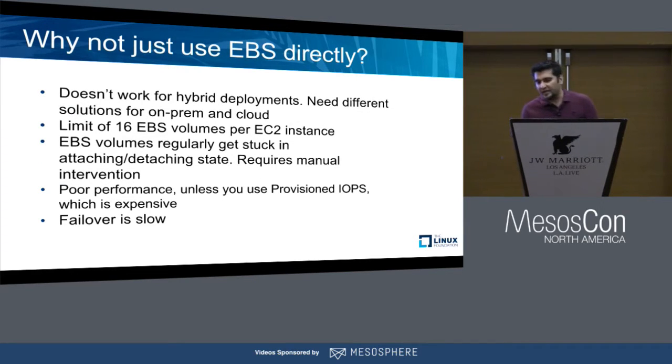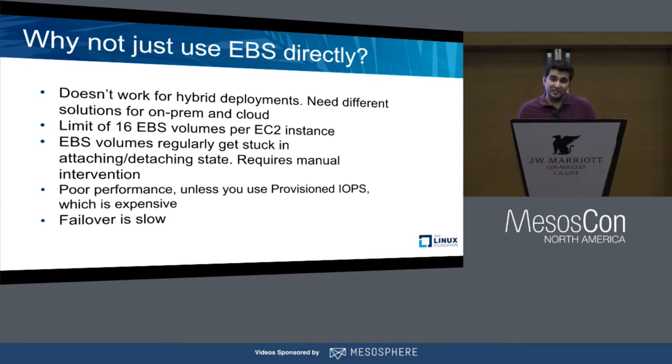So you might wonder, why can't you just use EBS directly, right? EBS doesn't work for hybrid deployments. It's fine if you want to use it in the cloud, but if you have an on-prem deployment, you would need to have different strategies for that. Also, EC2 instances have a limit of 16 EBS volumes per EC2 instance, so you will not be able to deploy a lot of apps if you're using something like EBS.